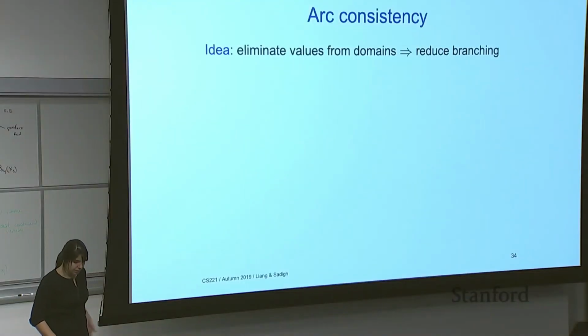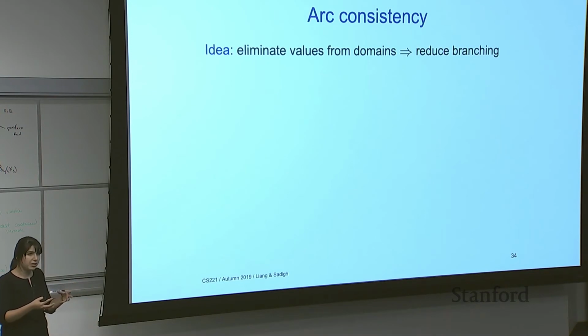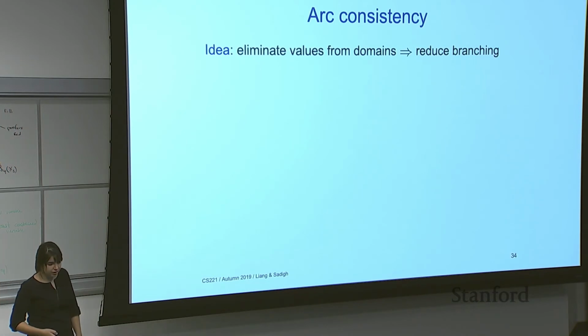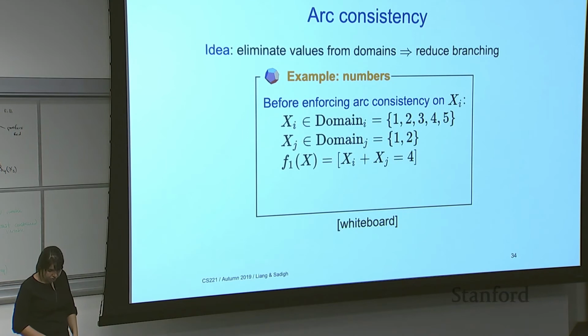All right, so the idea of arc consistency is let's eliminate values from domains. I have this giant domain, and I don't want to go over all those values. I have a for loop here for all the values. If I can update my domain, I have less things to iterate over. That's going to be much better. So let's just try to reduce branching.